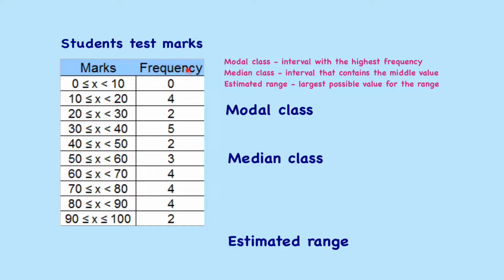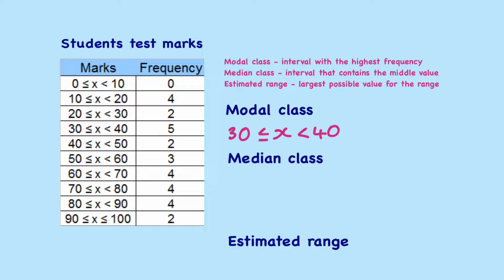So frequency means how many. So let's look for the biggest frequency, which is this one. So this interval has got 5 in it. So there are 5 students that scored in this interval. Therefore the modal class is 30 to 40.